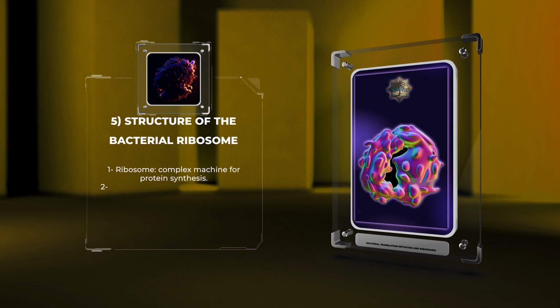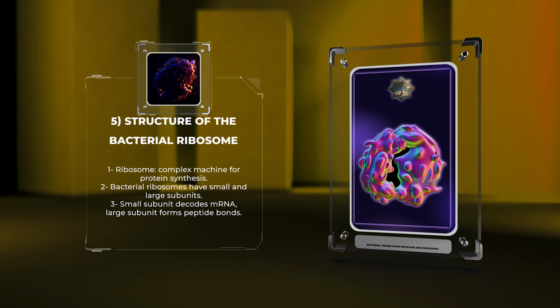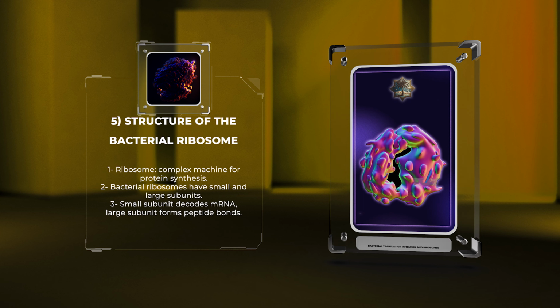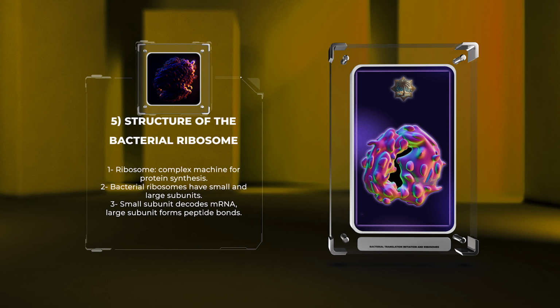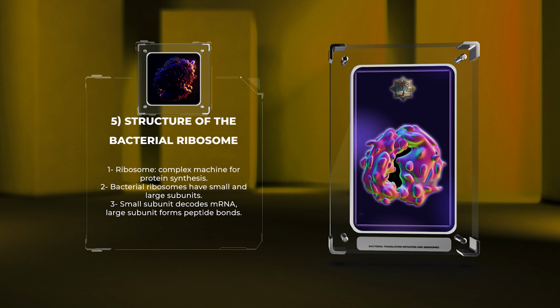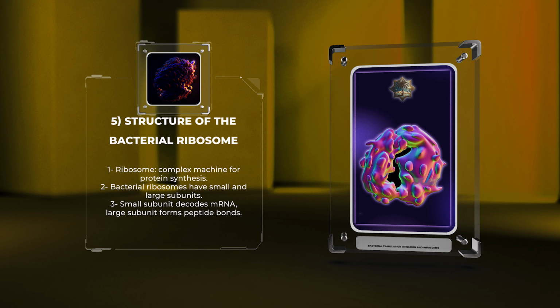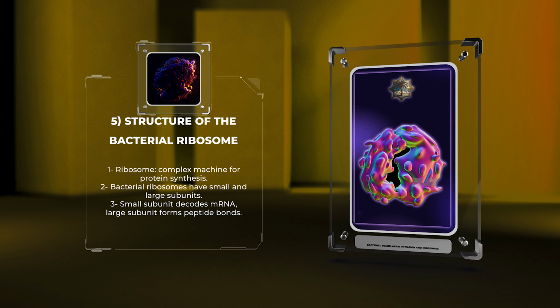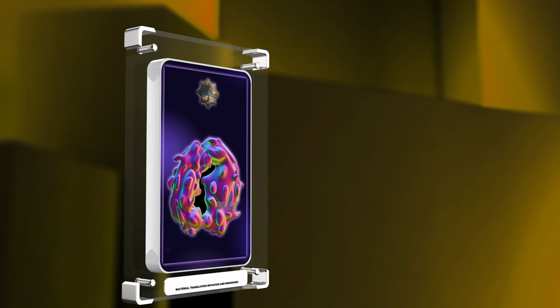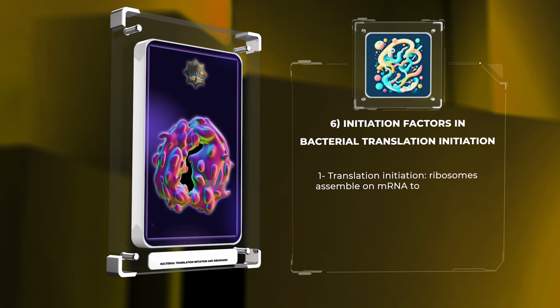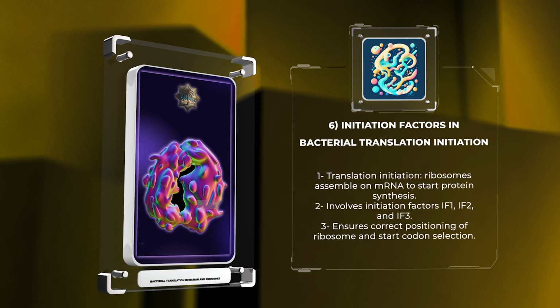The ribosome is a complex molecular machine responsible for protein synthesis. In bacteria, ribosomes are composed of two subunits, the small subunit, 30S, and the large subunit, 50S. The small subunit is responsible for decoding the mRNA, while the large subunit catalyzes the formation of peptide bonds between amino acids.